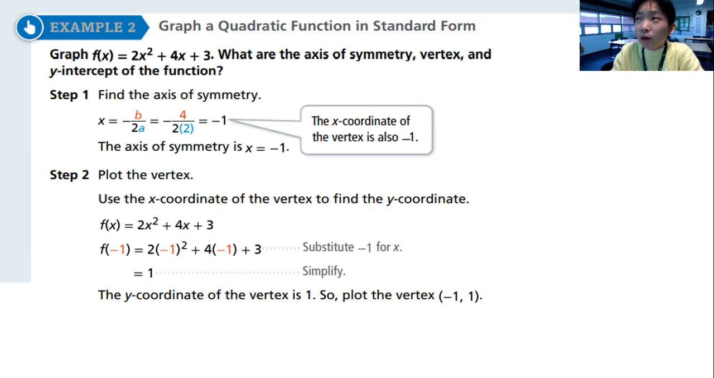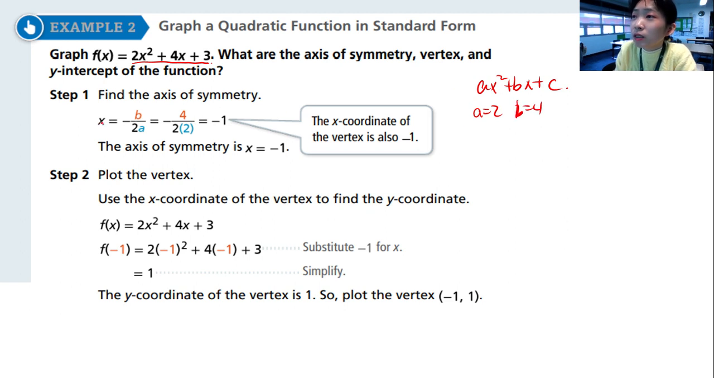Let's look at example 2. Graph a quadratic function in standard form. Graph f of x equals 2x squared plus 4x plus 3. What are the axis of symmetry, vertex, and y-intercept of the function? First of all, we want to find the axis of symmetry using what we just learned. Use the equation x equals negative b over 2a. This is already in our form ax squared plus bx plus c, so your a is 2 here and b is 4. Then we just need to plug it in.